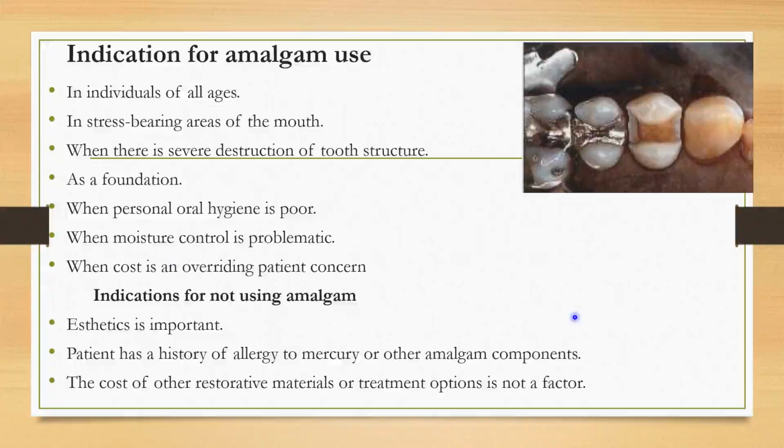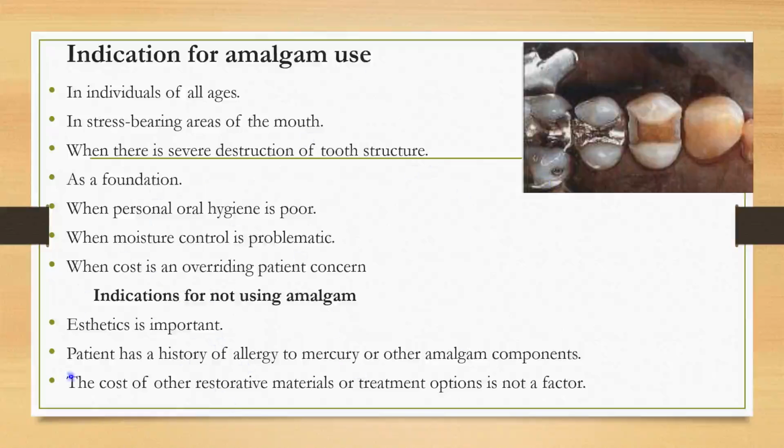So when should we not use amalgam? We should not use amalgam when aesthetics is important, especially in anterior teeth. You can't be looking at someone's teeth and you're seeing a little bit of brown showing up, or silver or blackish showing up. No, we don't use it for anterior teeth.